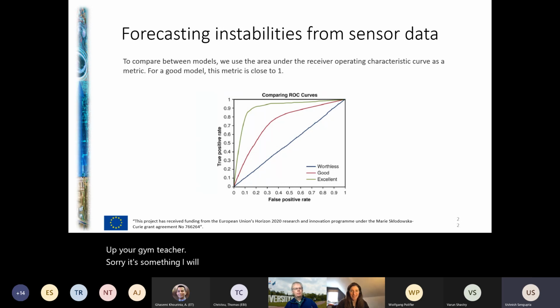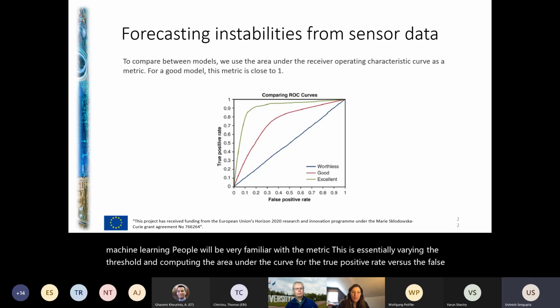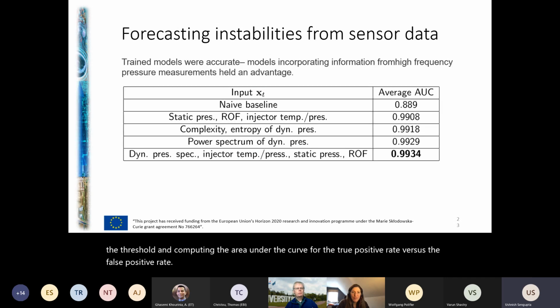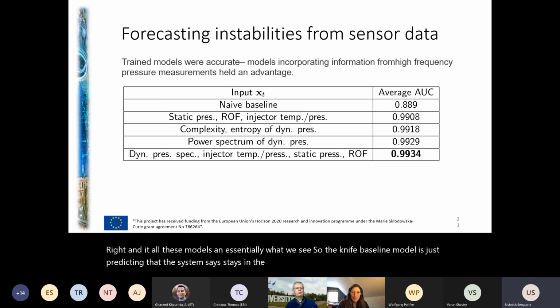Sorry. All right. So we use a metric known as ROC. Machine learning people will be very familiar with the metric. This is essentially varying the threshold and computing the area under the curve for the true positive rate versus the false positive rate. We evaluate all these models, and the naive baseline model is just predicting that the system stays in the same condition. So that's a stupid model. Any model that's useful must be much better than that naive baseline.